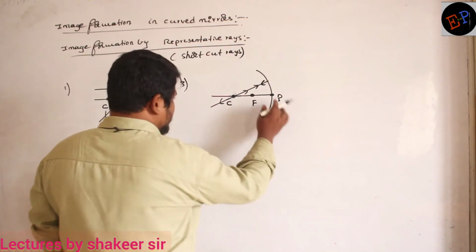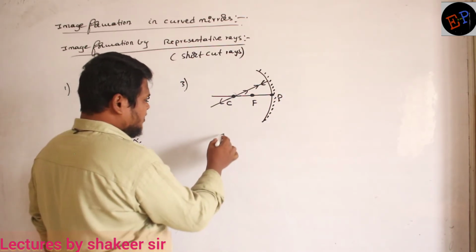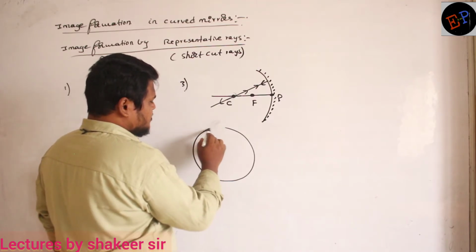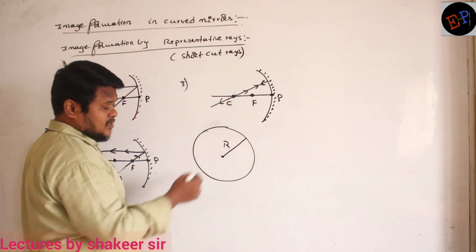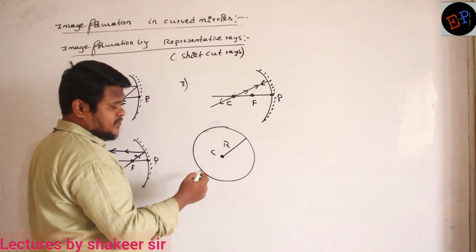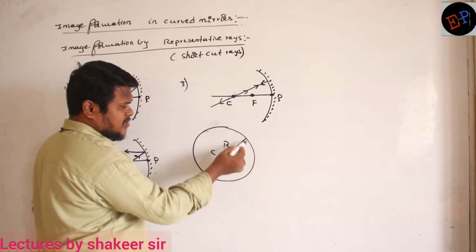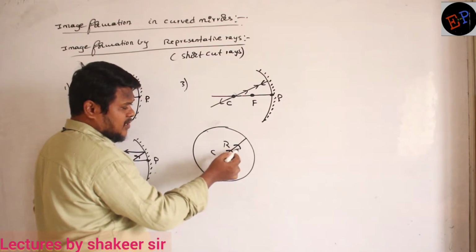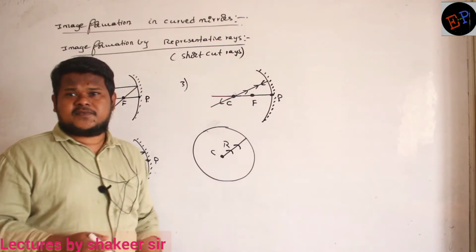What is a mirror basically? Curved mirrors are part of a sphere only, no? And what is the center of this sphere called? The center of the sphere is called the center of curvature, C, and this distance is called the radius of curvature. So this line always becomes perpendicular to the contact surface, no? It means this is the normal. So if you draw a line along the normal itself, it is falling on the mirror at an angle of 0.